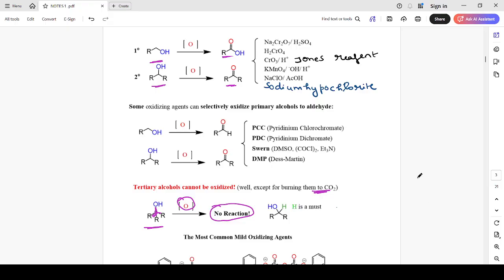Ma'am, I left for a second, ma'am. What happened? I was saying that tertiary alcohols cannot be oxidized because they do not have hydrogens. But if I further provide oxidizing agent, they will undergo combustion reactions to provide CO2. Yes.